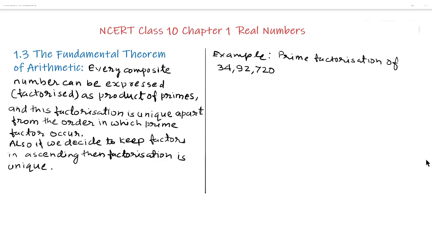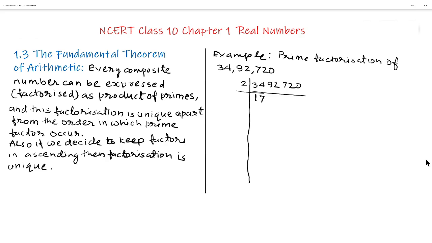Let us learn the prime factorization of some numbers. For example, the prime factorization of 34,92,720. So we do it like this. As the number ends with 0, it is divisible by 2, and 2 is the first prime, so we divide it by 2. It divides. 3 divided by 2 is 1. Then we carry 4. It divides.